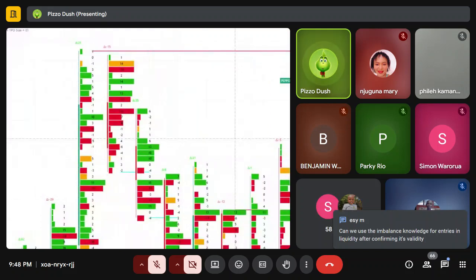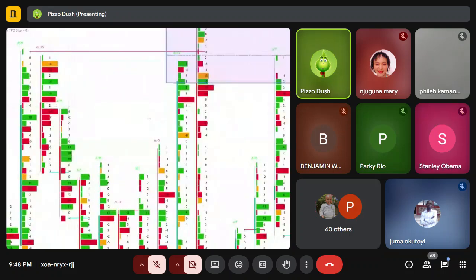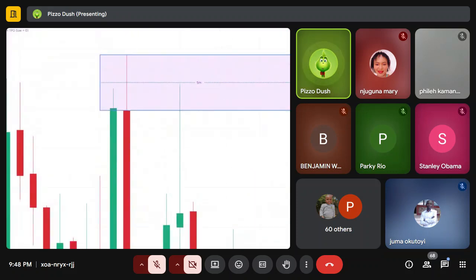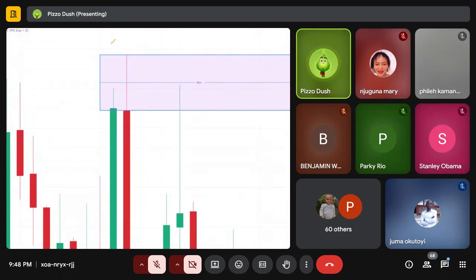Can we use the imbalance knowledge for entries in liquidity after confirmation? It's validity. So mimi naprefanga for the liquidity zones, you won't lose a lot. So ukisha set kama ni sales, tunaweka tu stop loss hapa hivi slightly. Weeks twingi tunakuanga tu zikuangi kubwa, utapata hata hapa hivi ni 5, 7, 10 pips. So uta lose to something like 11 pips, 12 pips.